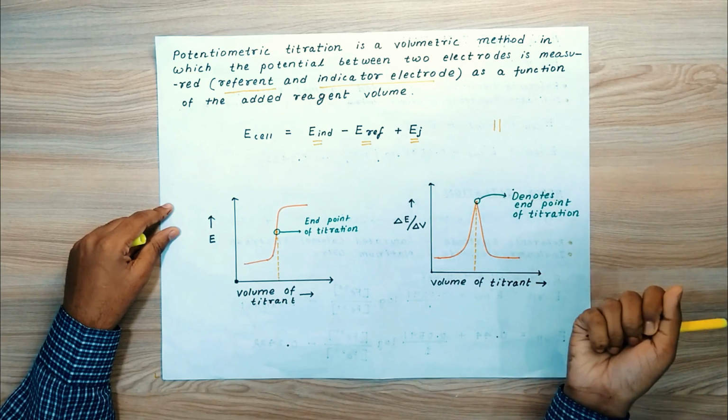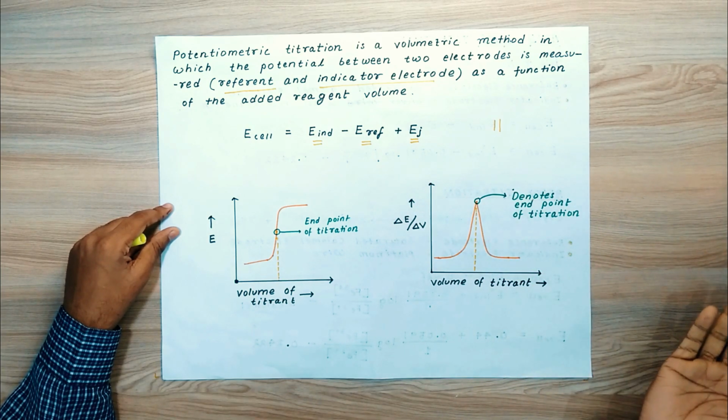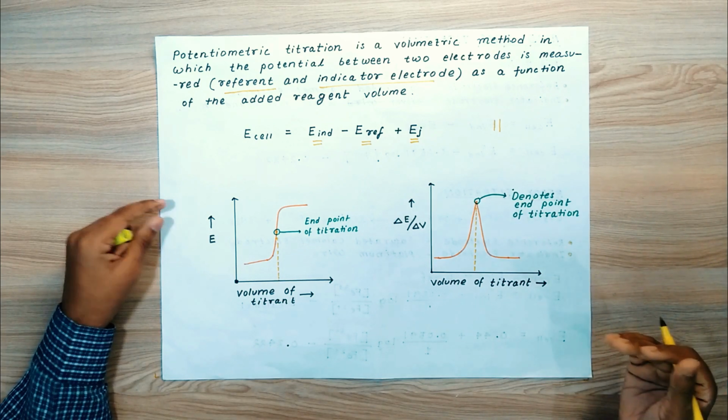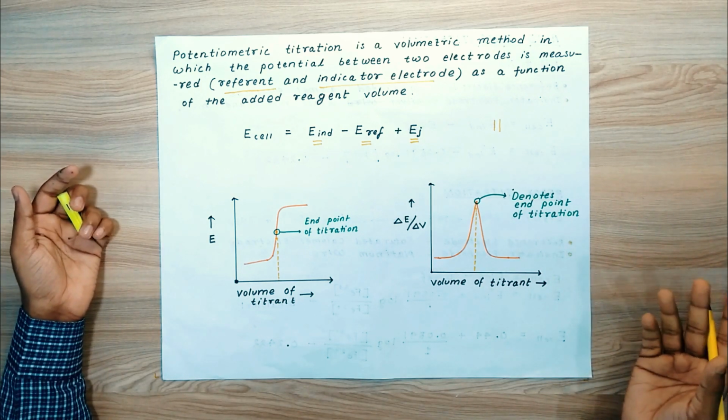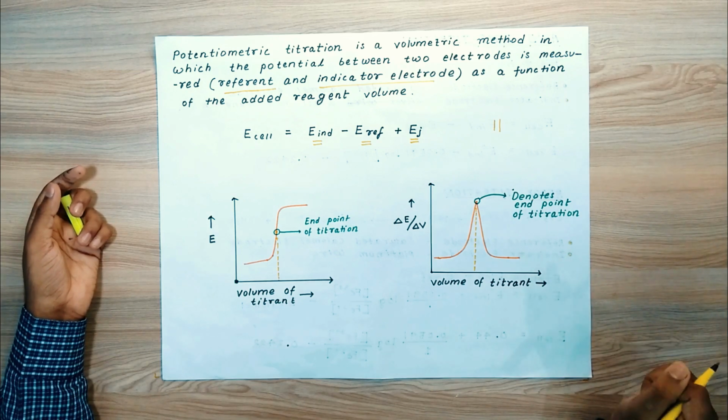Now you can understand that in potentiometric titration we obtain the endpoint using the change in potential during the titration.